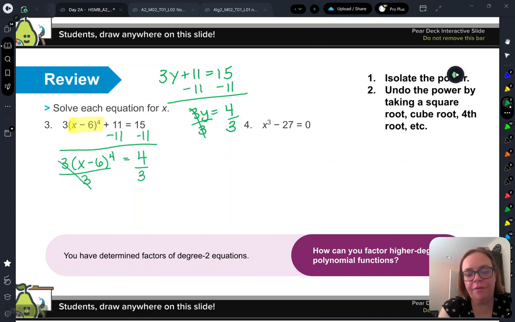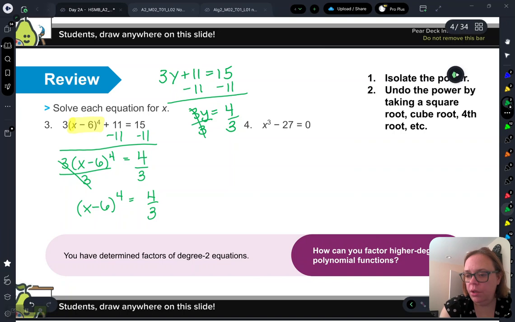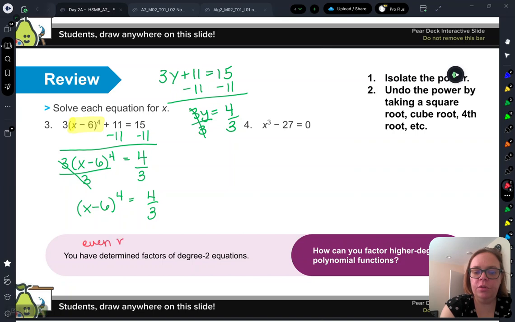Okay, but what we're left with is not x equals or y equals, it is x minus 6 to the 4th power equals 4/3. So that gives us our first step. We isolated the power. Now we have to undo the power. So we are going to take a 4th root. Remember, with an even root, you want to use plus or minus. If it's an odd root, you don't.